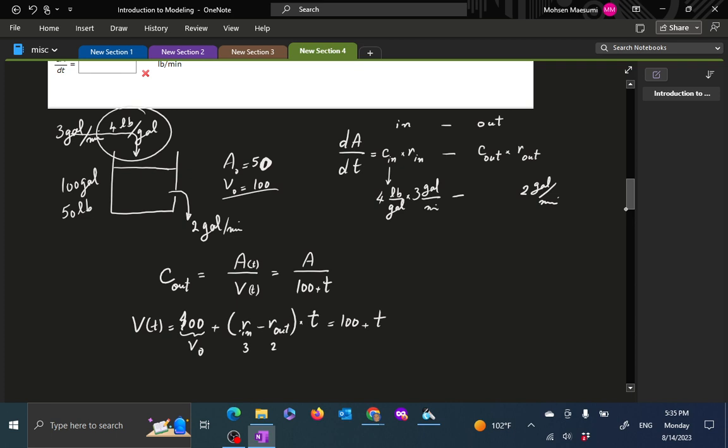So we have to write it just like that: A over 100 plus t. To clean it up and make it look like mathematical stuff without units next to it, dA/dt equals 3 times 4, which is 12, minus 2A divided by 100 plus t.